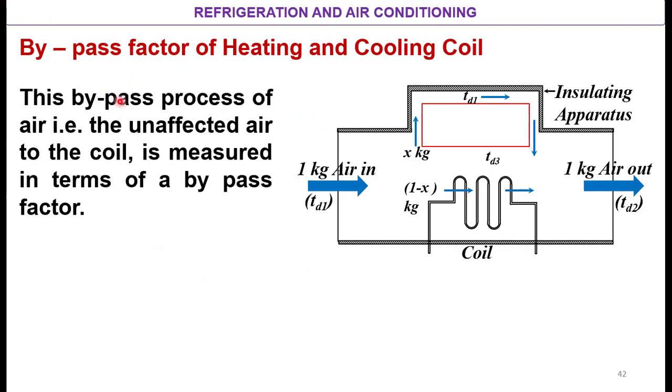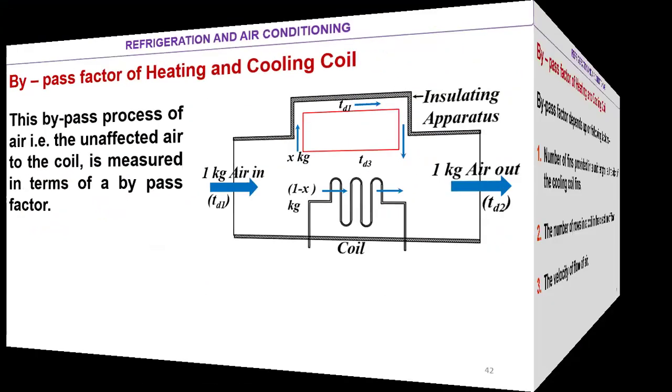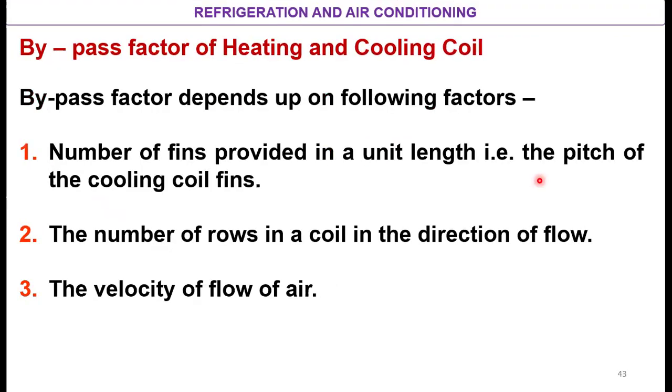This bypass process of air, that is, air unaffected by the coil, is measured by a term known as the bypass factor. So the bypass factor represents the portion of the air, that is x kg of the air, that is bypassed or not coming in contact with the surface of the coil. It remains unaffected. So bypass factor is undesirable. And this bypass factor depends upon various factors, and some of the factors are represented on this slide.